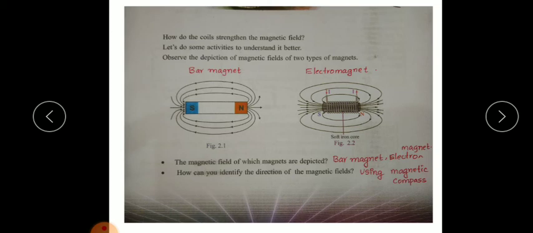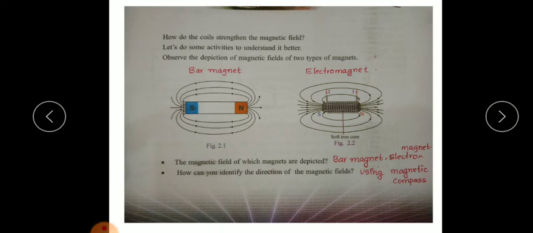Okay. So, whenever you are watching this video, open your textbook, the new chapter, which is on page number 33. Here you can see some questions. The magnetic field of which magnets are depicted? So here you can see a bar magnet and here you can see an electromagnet. How can you identify the direction of the magnetic field? So how can we find the direction of magnetic field in both the magnets? Yes, by using a magnetic compass. So by using a magnetic compass, we can determine the direction of the magnetic field.